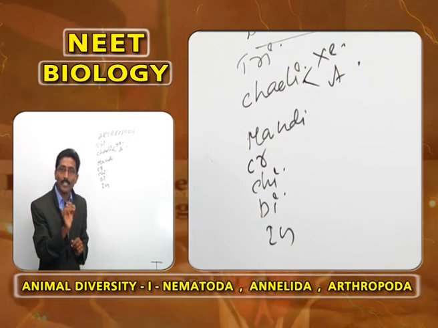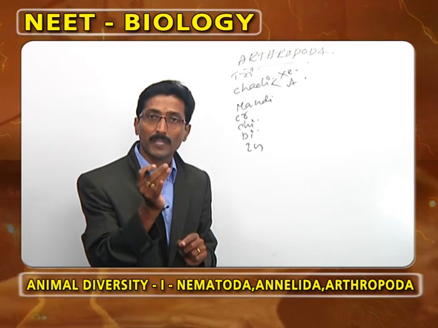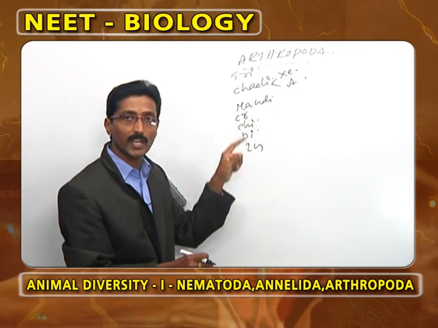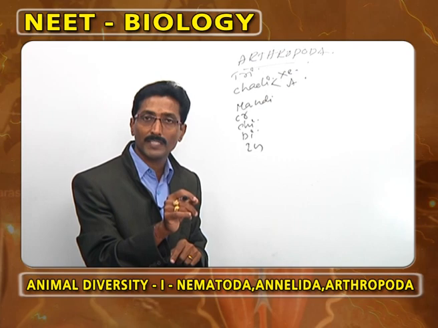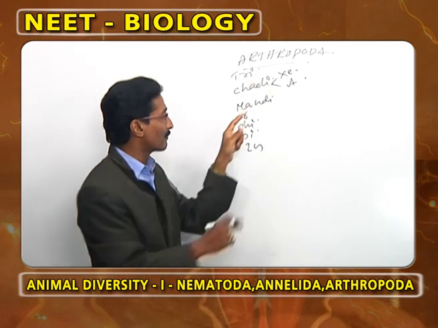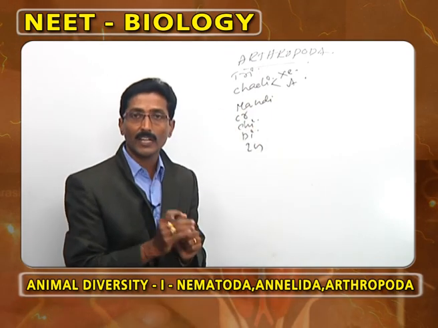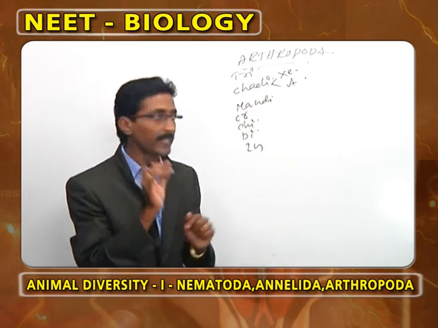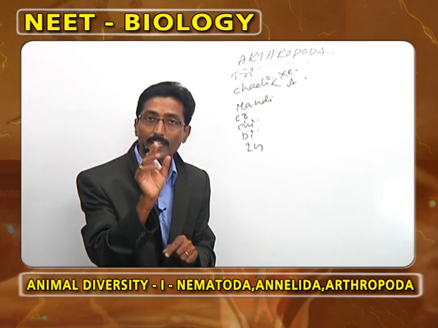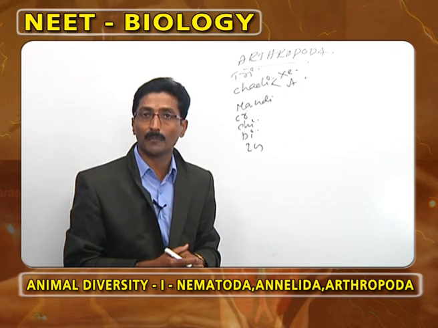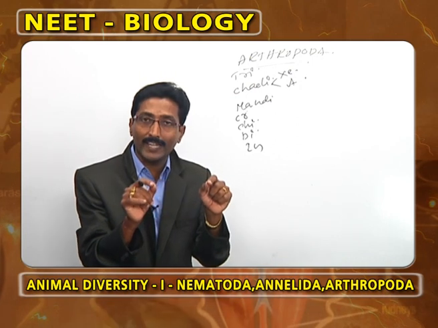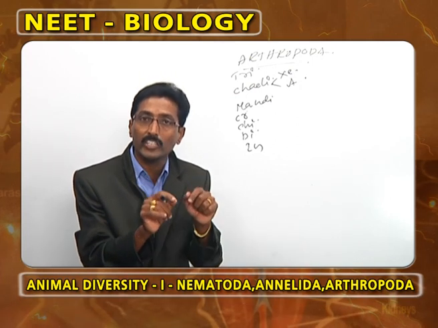Now, from the NEET point of view, what are the present day living arthropods having biramous appendages? Crustacea. What are the extinct arthropods having biramous appendages? That is the Trilobita subphylum. In the class Crustacea, the genital pores are paired. One more important character is that 2 pairs of antennae are present. One pair of antennae are elongated, and one pair of antennae are very small, called antennules.